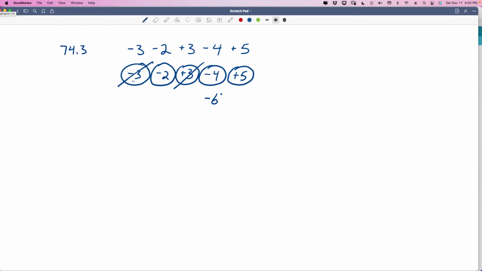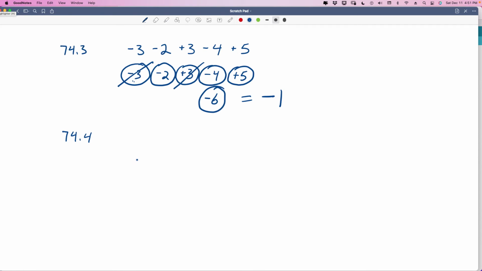And now we have a positive 5, two different signs. We're going to bring these together. 6 is bigger, so our answer is going to be negative. 6 minus 5 is 1. So our answer is a negative 1. All right, so you kind of see how that works. Let's try one more.